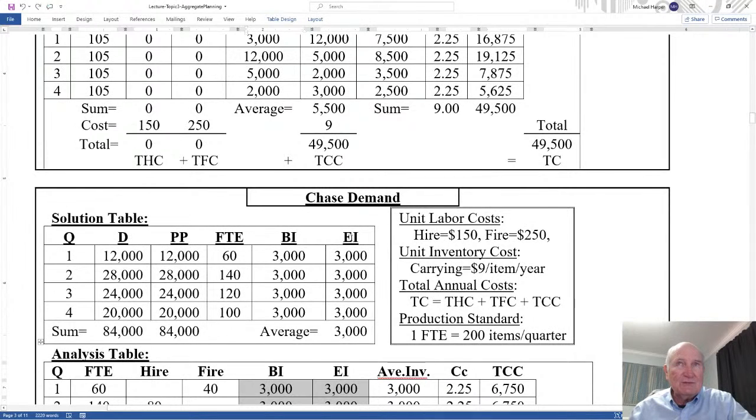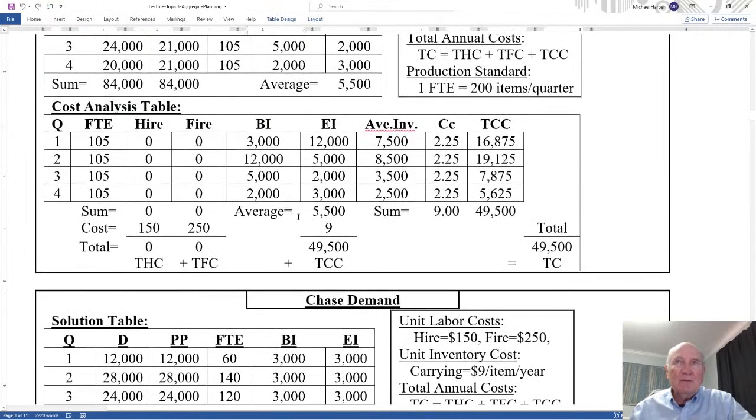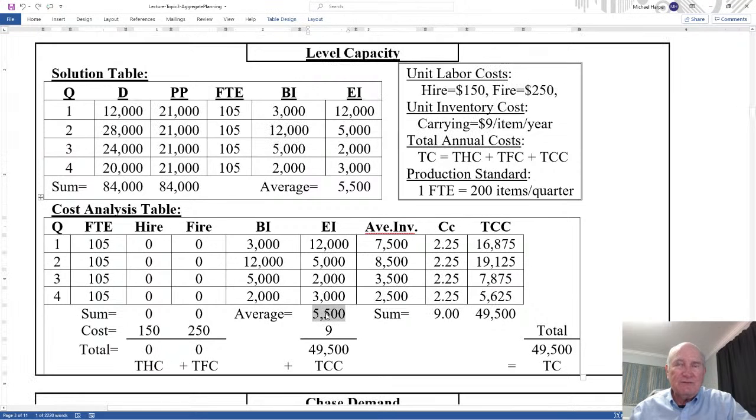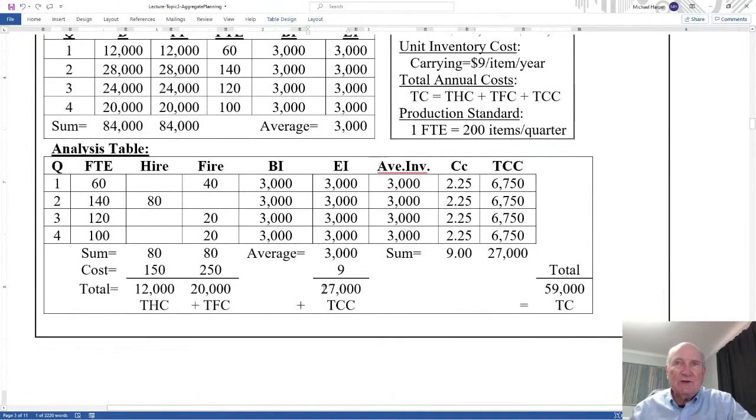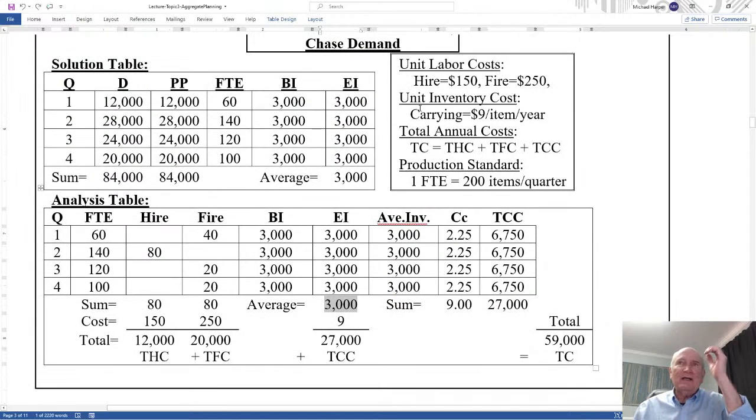Well, there's a couple of answers there. First of all, my average inventory for level capacity up here is 5,500. My average inventory for chase demand is only 3,000. So if my carrying cost increases, the increase would be lower for the chase demand. That's one answer. That's true.